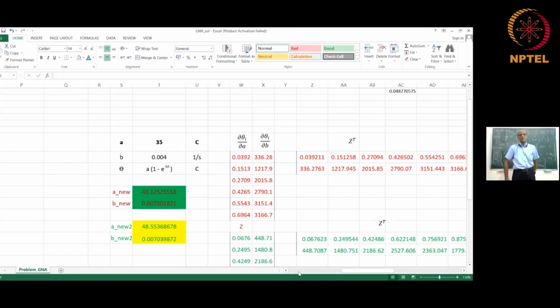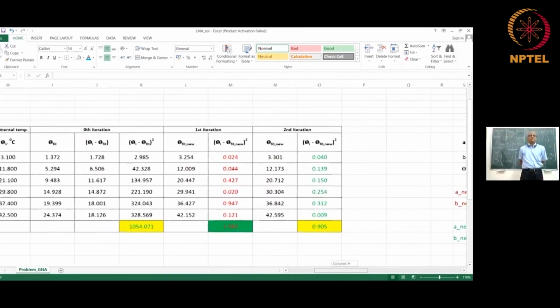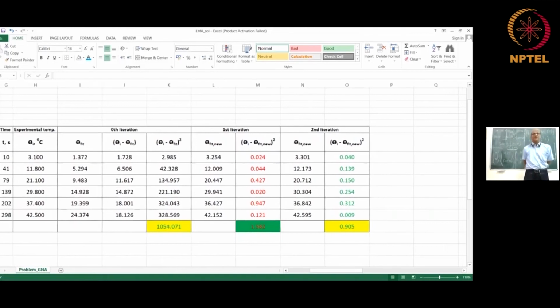Now go to the left side, Suraj, and show the residuals. The first column is time. The second column is the temperature, experiment theta data. Third is theta at the 0th iteration, and the error is 1054 with the initial guess of 35 and 0.004. Now come to the first iteration. It has reduced to 1.5. See, a drastic 1000 times reduction in the sum of the residual. Second iteration, it has reduced to 0.905. Now, if you go to the Marquardt algorithm, Suraj.